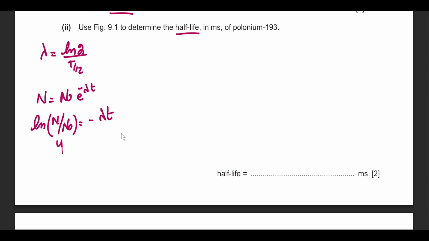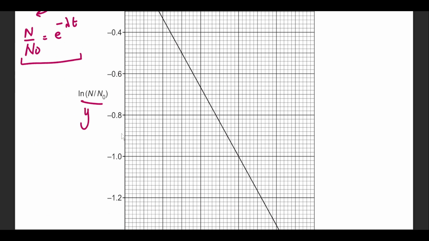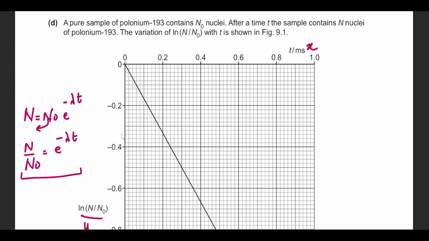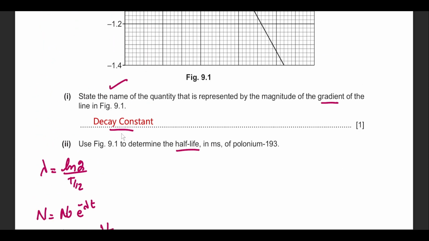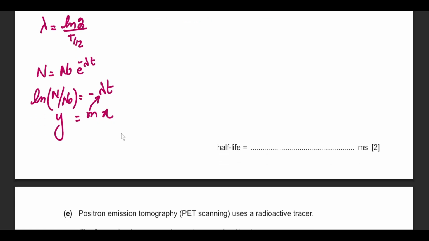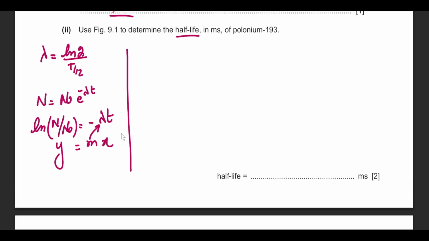If you compare this with y equals mx, you realize that this is your y-axis and this is your x-axis. So the gradient really, or the m really, is the decay constant. That's why over here we find it to be the decay constant. And now we're going to use this to find out the half-life.